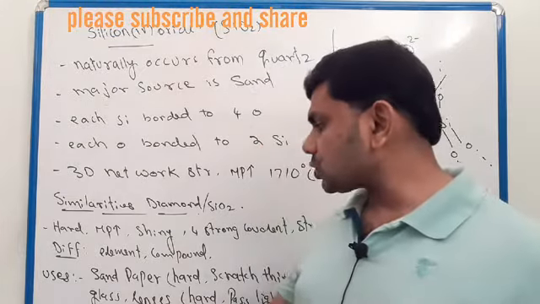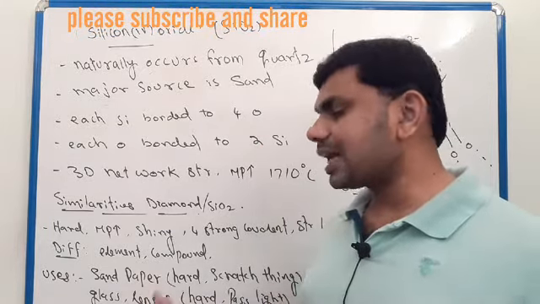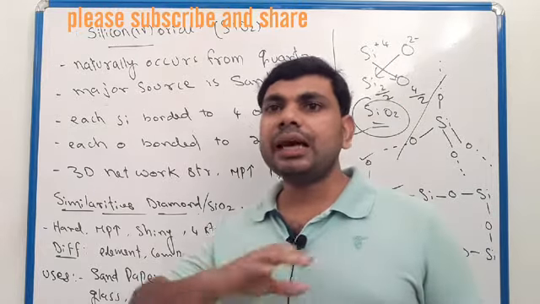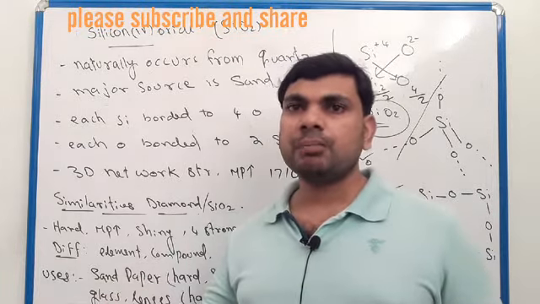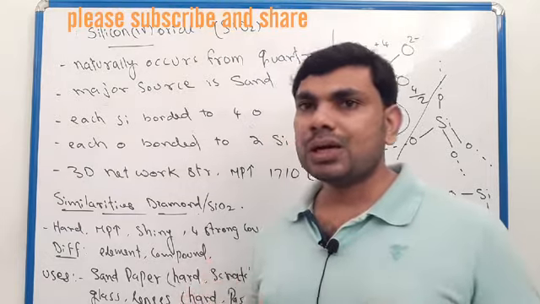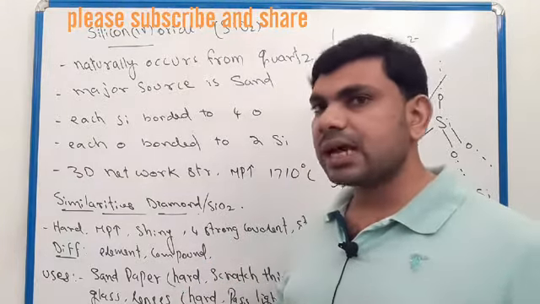Silica is also used to make glass and lens because it is very hard and it can pass light. Light will pass through silica. That's why silica is used to make glass and lens.